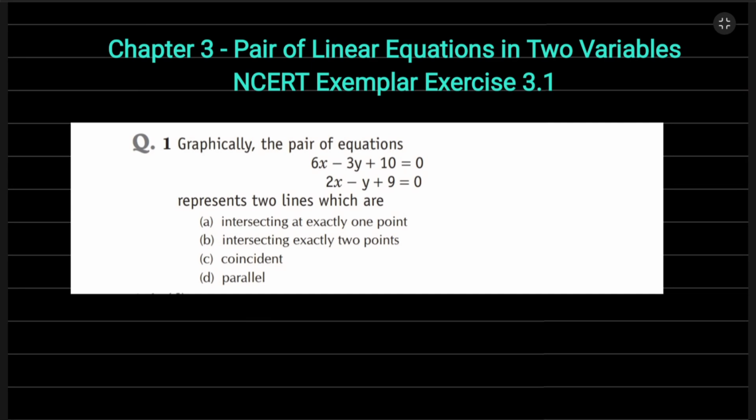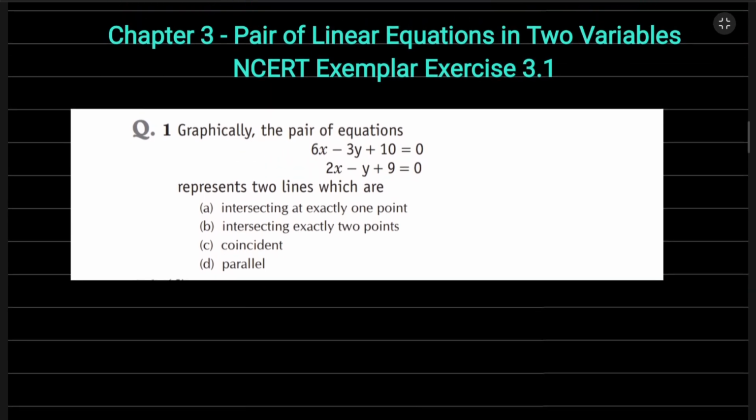For example, if you remember in NCERT, we were solving a set of questions only by elimination method. We were solving another set of questions only with substitution method. So the pattern was not diversified. So here you will have diverse pattern of questions. Let's get started. So this is exercise 3.1 of Exemplar.